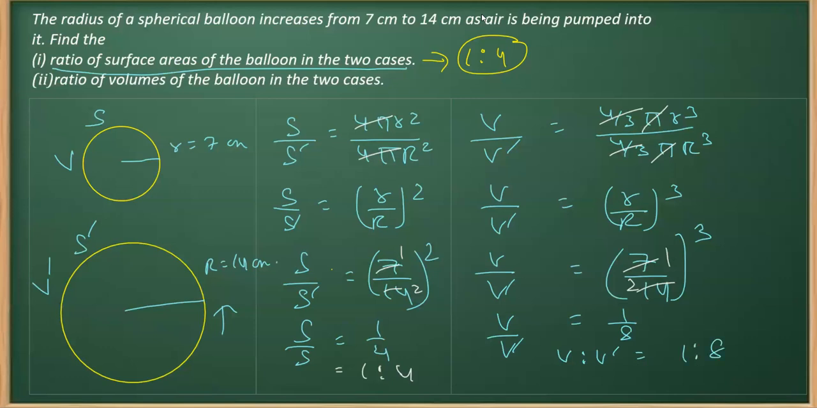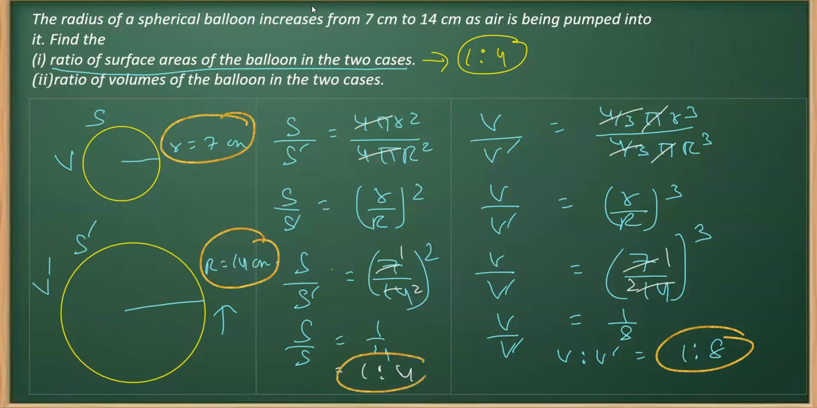So the new volume, as you can see here, by doubling the radius, the volume becomes 8 times. And similarly, by doubling the radius, the surface area increases by 4 times.